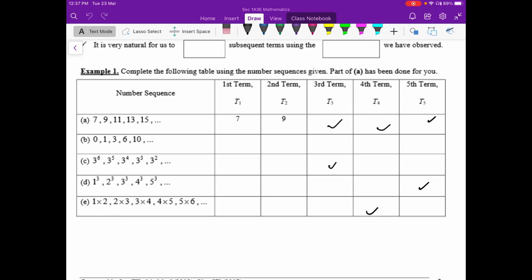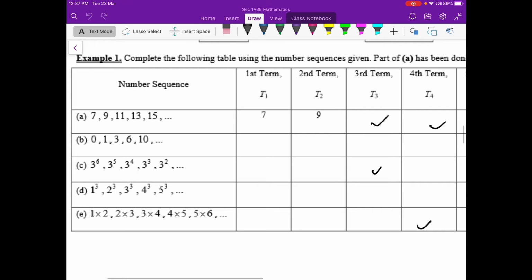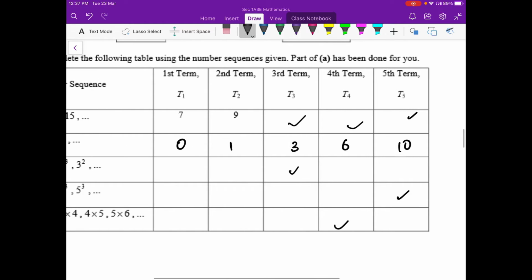For the first term, I want to draw your attention to how we write the first term. T1, T for term, T1 with a tiny 1 at the bottom right hand side. That is just a short form of writing first term. We don't want to write first term, second term, third term and spell everything out. Because we're very lazy people, we just write T1, T2, T3, T4 and so on and so forth. Now T1 in the second row will be 0, followed by 1, followed by 3, 6 and 10. Simple enough?